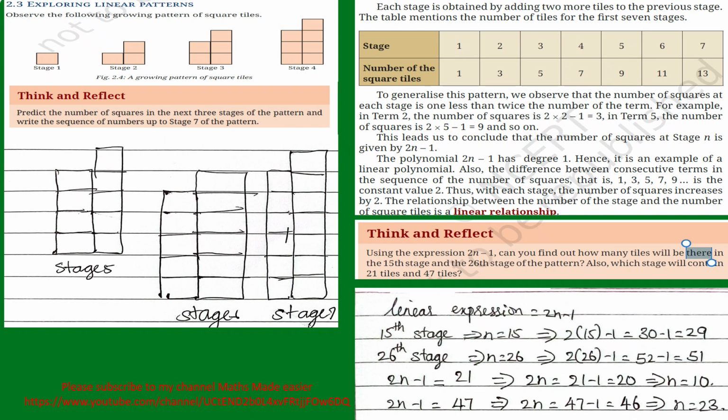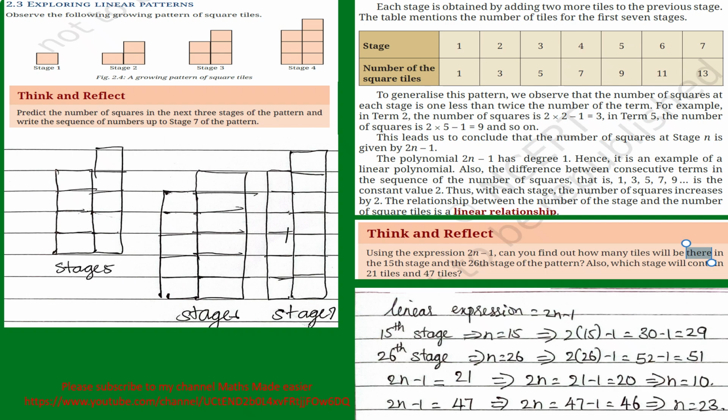If you look into the figure given, it represents a set of stages, each stage having a set of tiles. So stage 1 has 1 tile, 2 has 3, 3 has 5, 4 has 7, 5 has 9, 6 has 11, 7 has 13. What we are asked to find is to predict the number of squares in the next 3 stages of the pattern and write the sequence up to stage 7 of the pattern. So it is the same as what is given in the tabular column.